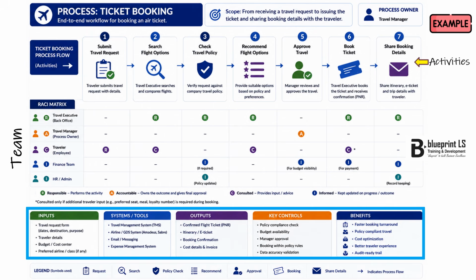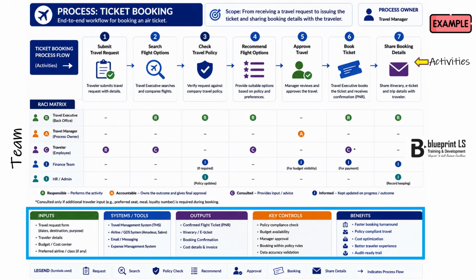The lower section of the illustration provides additional context. The input section identifies the information required to start the process, such as travel requests, traveler details, budgets, and preferences. The systems and tools section highlights the platforms used to execute the work. The output section shows the deliverables produced by the process, including confirmed tickets, itineraries, and booking confirmations.